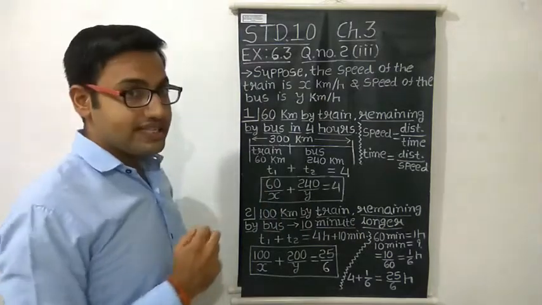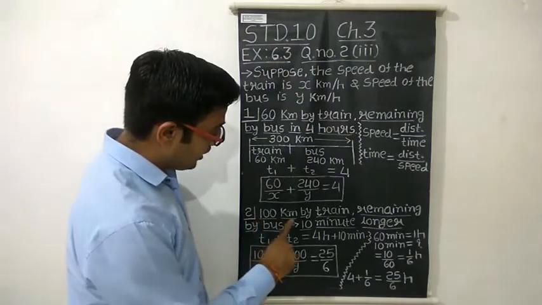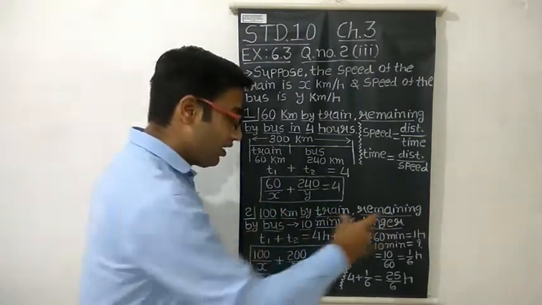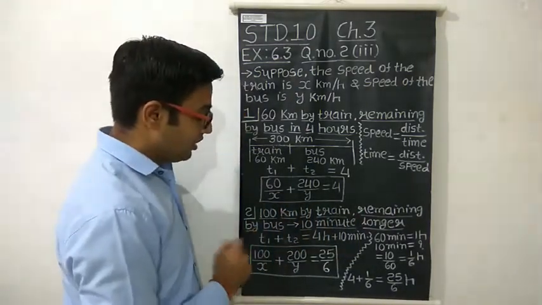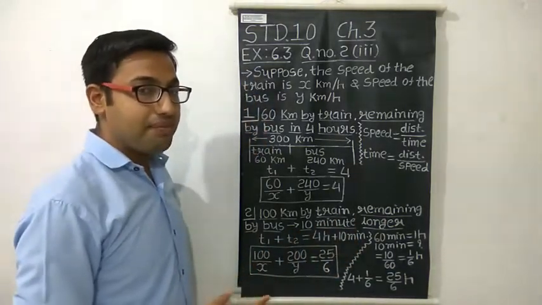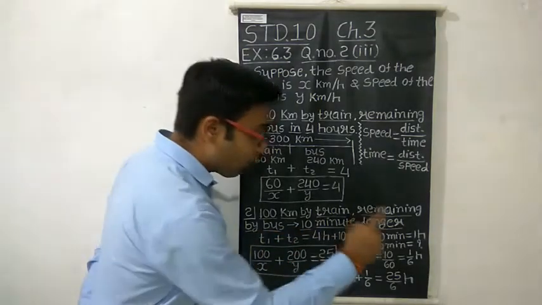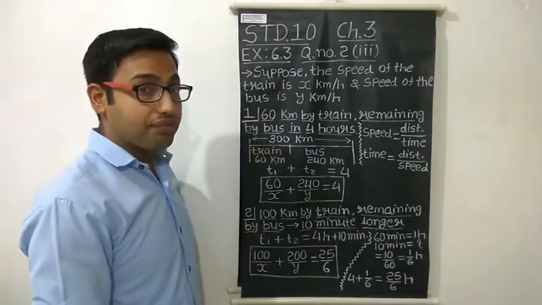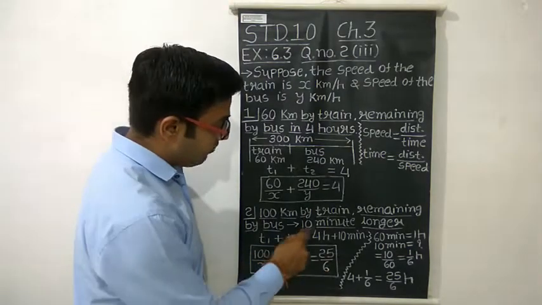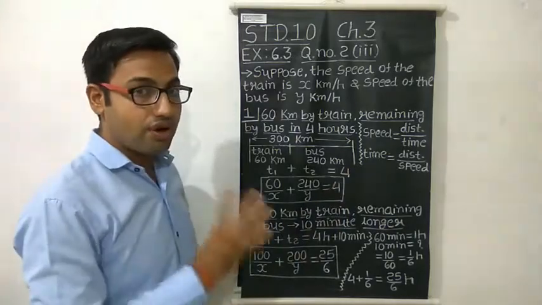Okay. What is the second situation? The second situation is, if she travels 100 km by train and the remaining by bus, then she takes 10 minutes longer. Here you have to understand, 10 minutes longer, but longer than what time? The time taken in the first case. In the first case, she takes 4 hours.